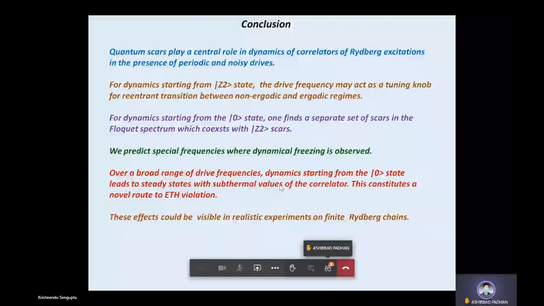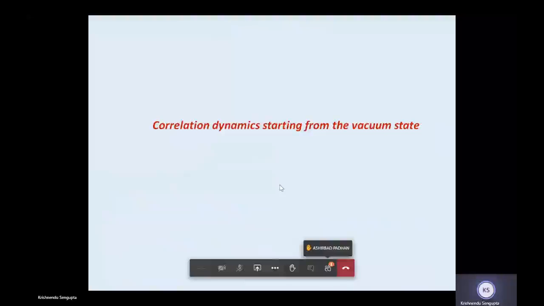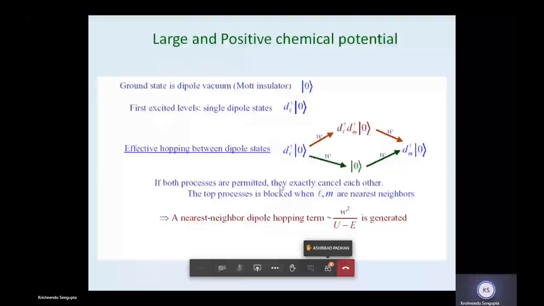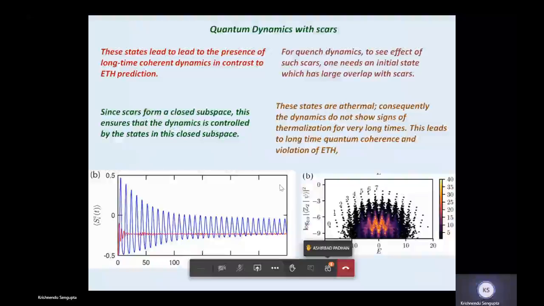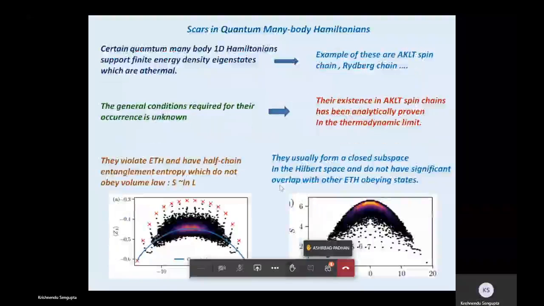Yeah, so what happens is the following. Let me go to that figure. Let me just give you the first figure. Where is this? Yeah, this figure. So you see here I have plotted the half chain entanglement entropy as a function of energy.